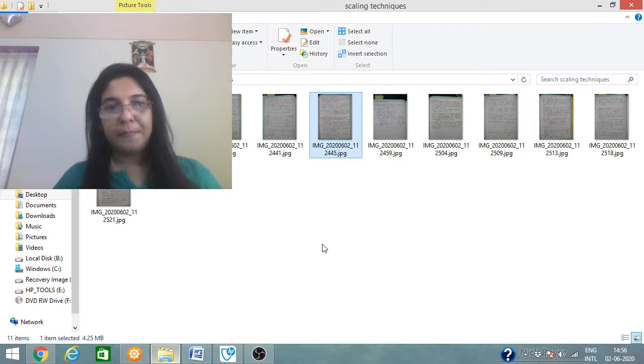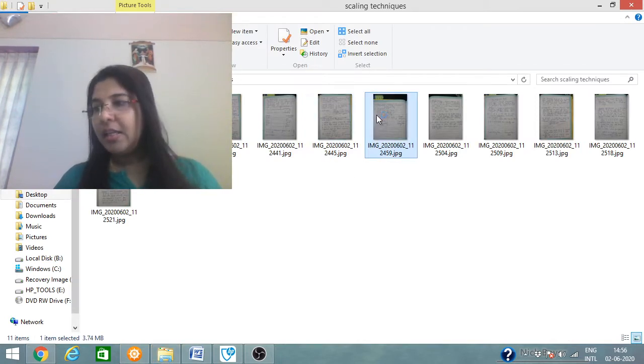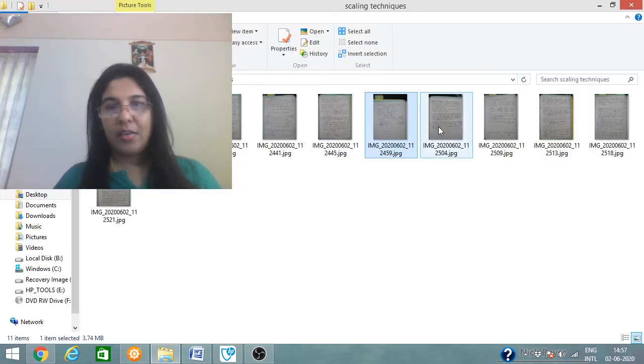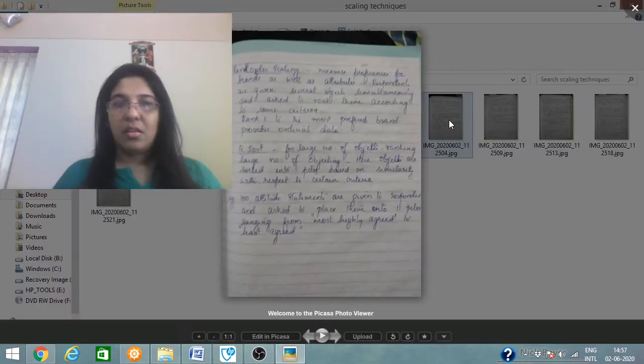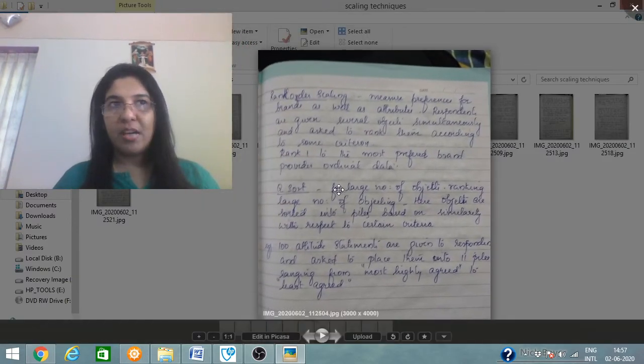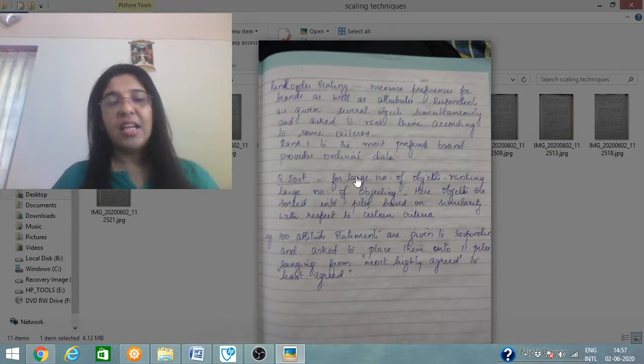Then another area which we discussed is rank order scaling. Rank order scaling, which comes as part of the ranking scales or comparative scales, measures preferences for brands as well as attributes. The respondents are given several objects simultaneously and asked to rank them according to some criteria, and rank 1 will be for the most preferred brand when it comes to ordinal data.